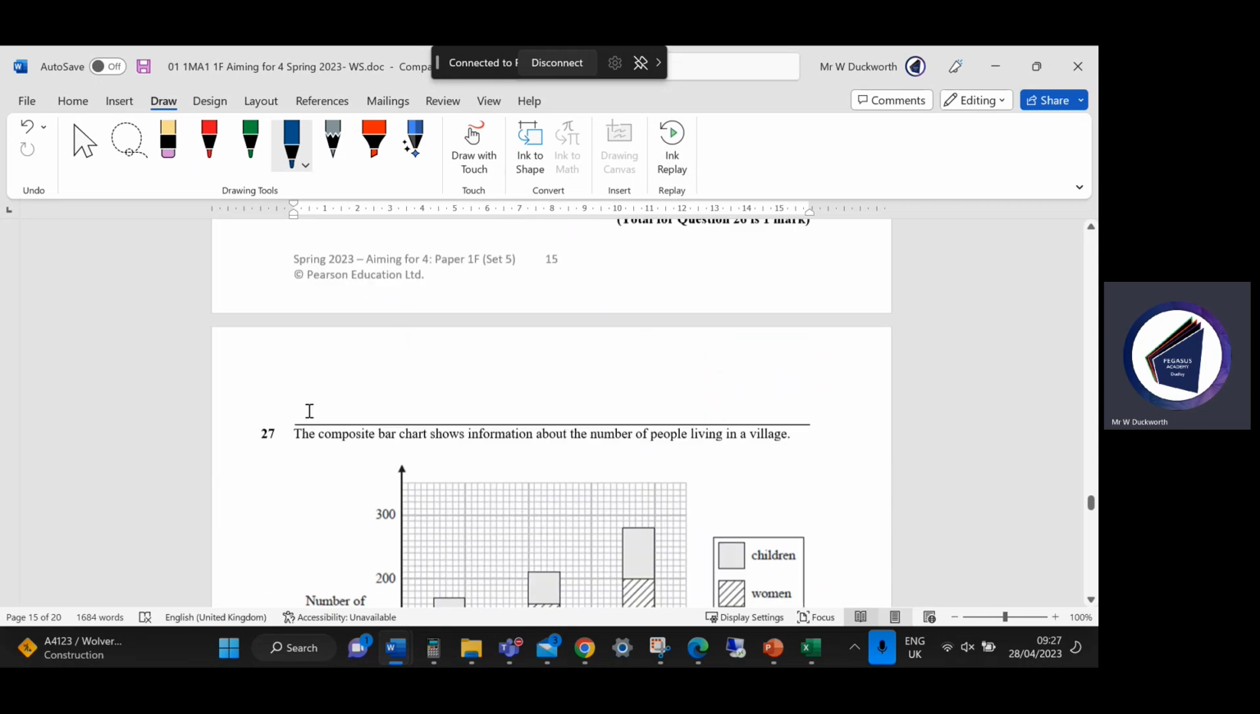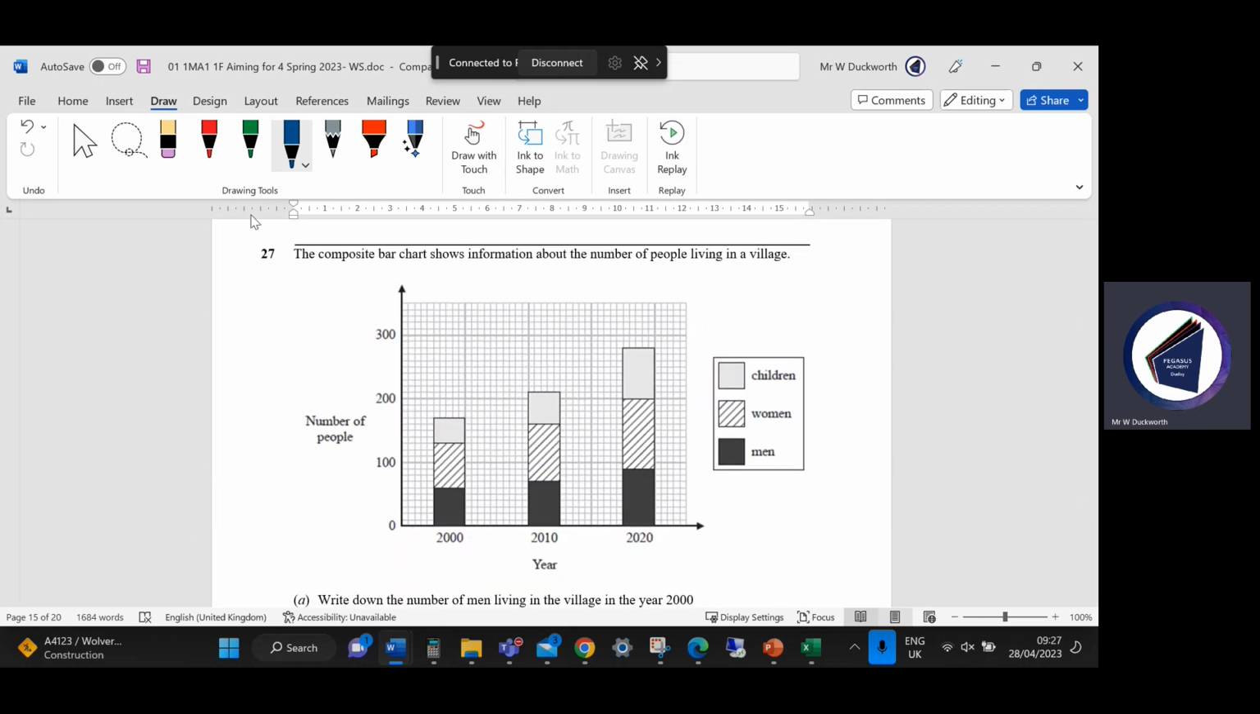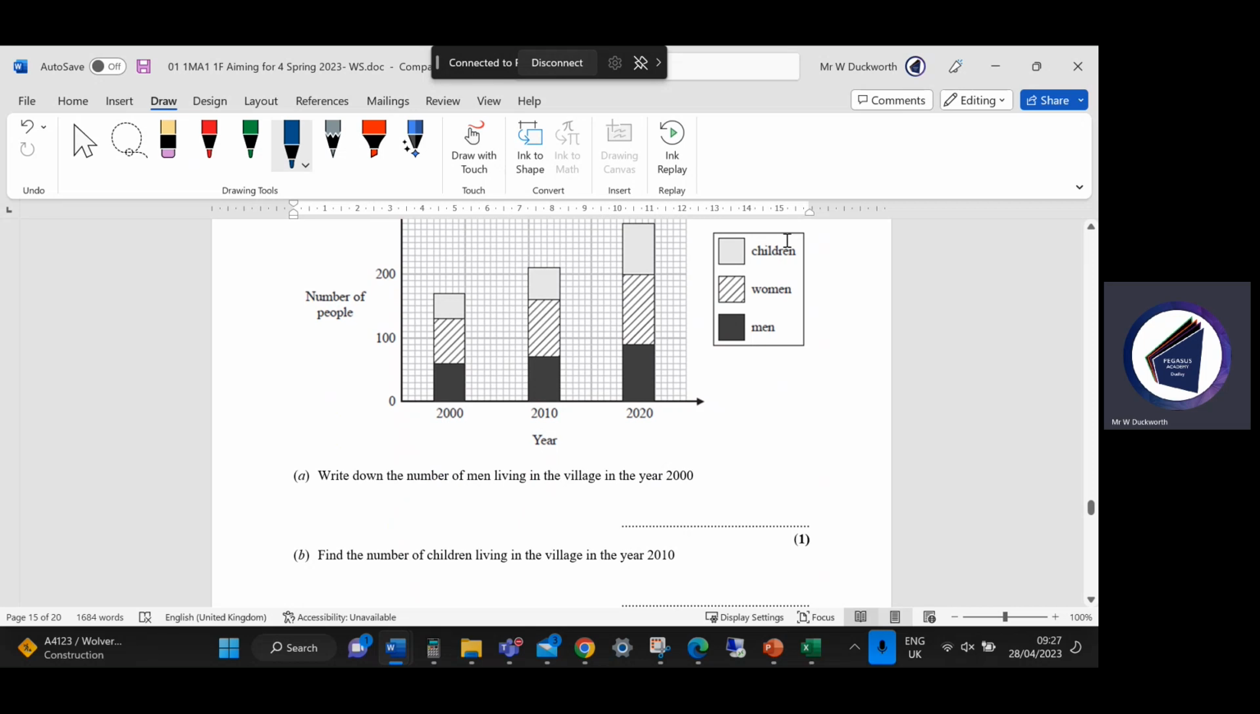Right. Question 27. We've got a composite bar chart, which shows information about the number of people living in a village. So we've got the village, we've got children, women, and men. Write down the number of men living in the village in 2000. So 2000, we find that men is the grey box. So this is our value. Reading this off, we've got 10 squares. So each square is representing 10 people because we've got 100 shown here. So we're looking at 6 squares, which would represent 60 people.